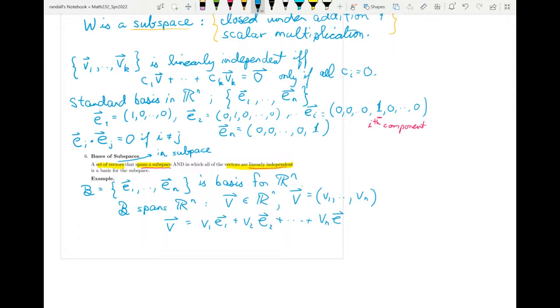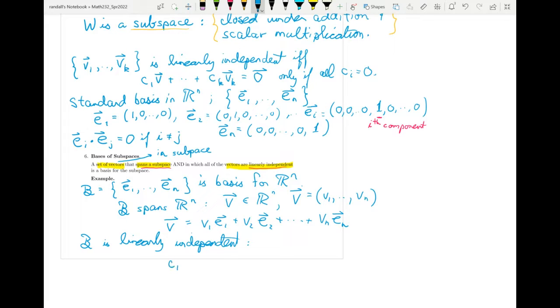I took an arbitrary vector v in Rn, and I showed that it can be written as a linear combination of the e's. And they're linearly independent is also an easy proof.